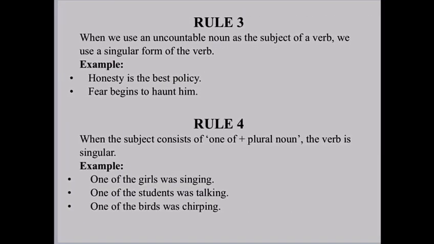The third rule states that when we use an uncountable noun as the subject of a verb, we use a singular form of the verb. Example, honesty is the best policy. Here the subject is honesty, which is an uncountable noun. Therefore, the verb used after it is in a singular form. Honesty is the best policy.